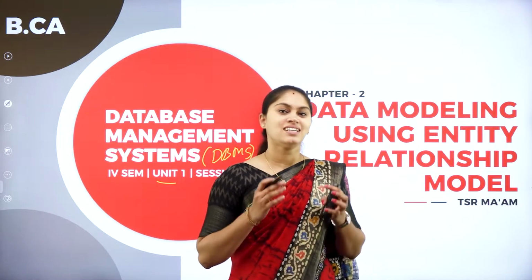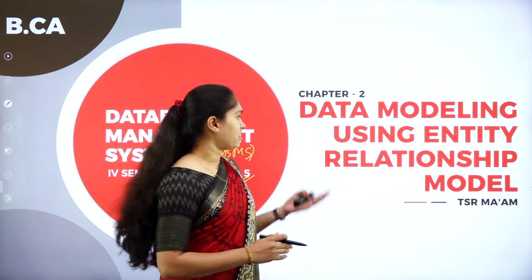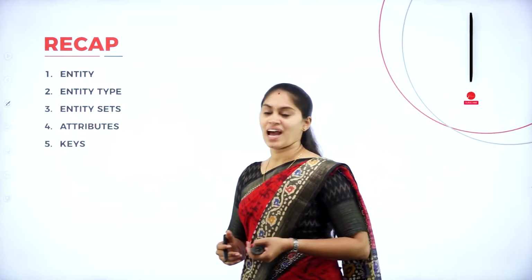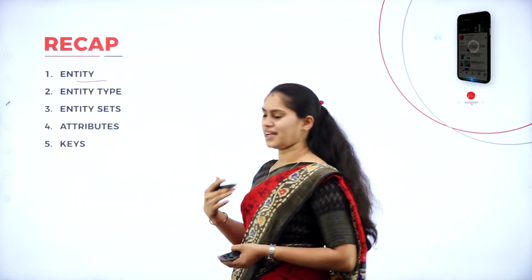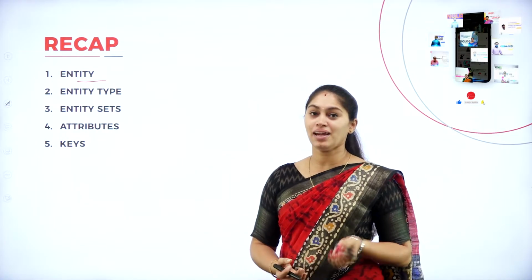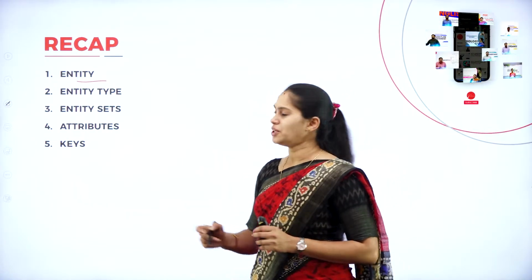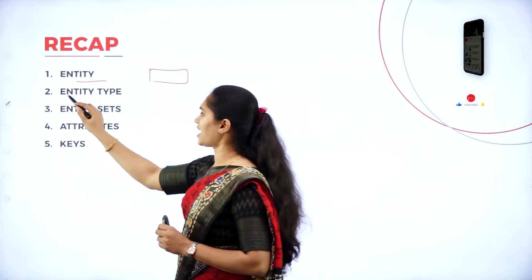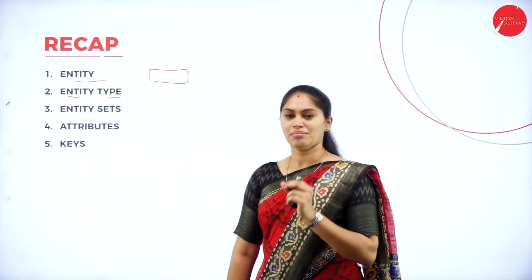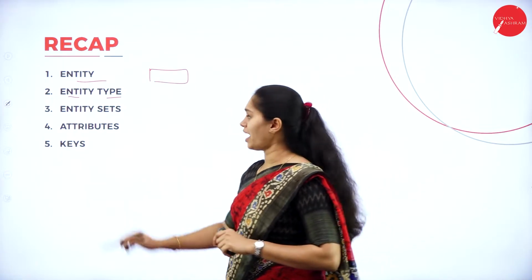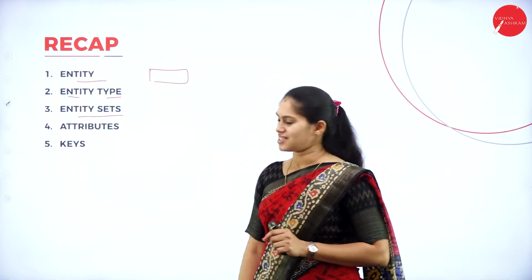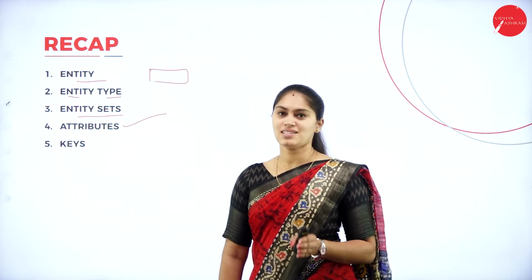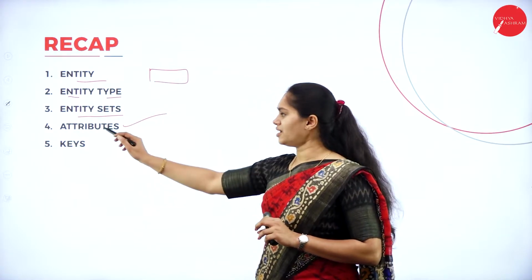So we are in the last session of chapter 2 of unit 1, that is data modeling using entity relationship. In our previous session, we discussed what you mean by an entity. As we all know, an entity can be anything. It can be any real world object. We represent an entity in a rectangular box. We also discussed the type of an entity, that means entity type, and also the entity sets. Then attributes. An attribute is a property, a behavior of an entity.